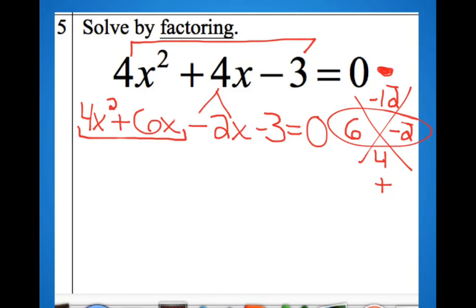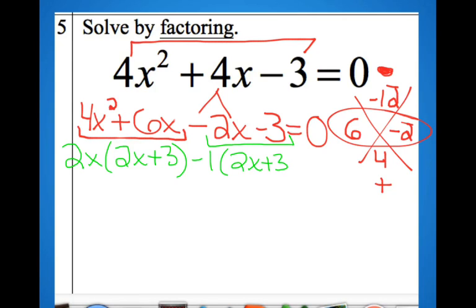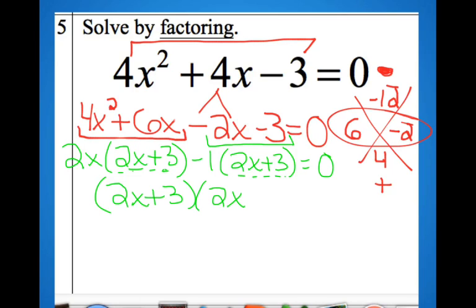So we look to see what the first two have in common, and that would be a 2 and an x. So that would leave us with 2x plus 3. And then we look to see what the last two terms have in common, and they have just a negative 1. And then that leaves us with 2x plus 3 again. Notice they have the same thing in the parentheses, which has to happen. 2x plus 3, we take that out, and then we see what's left. So it would be 2x left, and then minus 1 equals 0.